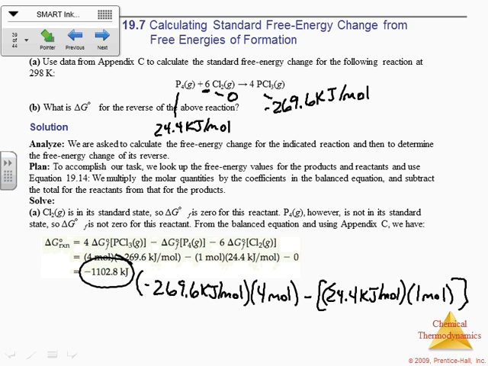The other question here, what is delta G for the reverse of the above reaction? So what would the delta G be if we flip it? Any ideas? Yeah, it does the same thing that delta H does, basically. These are all state functions, so they all kind of react the same way. So you flip this, you end up with 1102.8 instead of negative 1102.8. So the reverse reaction, what can we say about that? It's not spontaneous, right? So reactions, probably sensing a trend here, they're only spontaneous in one direction.